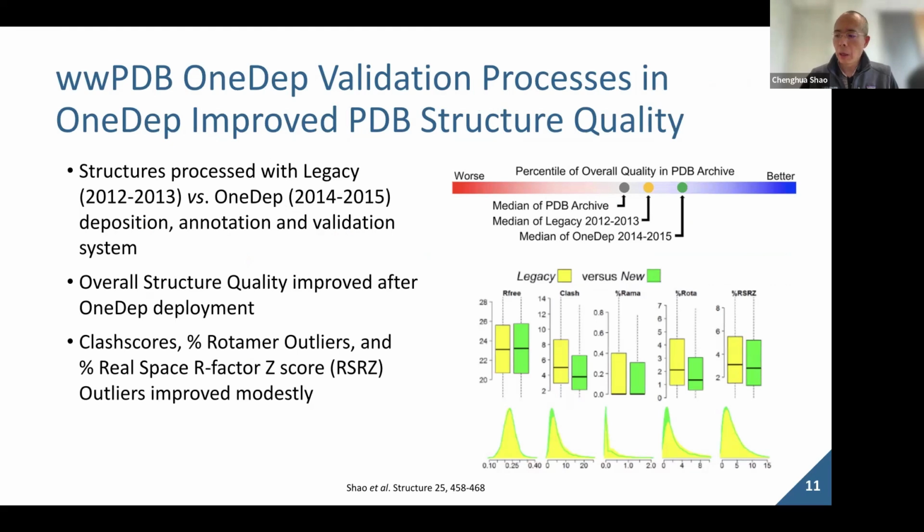Because the PDB has this preliminary report and official report, authors get a chance to review and correct potential issues. As a result, we have seen improvement of structural quality after OneDep was implemented, compared to the structures before the OneDep implementation. And these improvements are also reflected in the 5 primary metrics. As you can see, the clashscore, percent of Ramachandran outliers, percent of rotamer outliers, and RSRZ all go to the better end slightly after the implementation of OneDep.